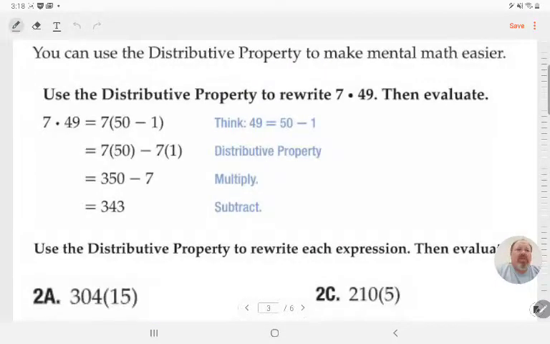All right. You can also use distributive property to make mental math easier. So we are to use distributive property to rewrite 7 times 49 and then evaluate it. So 49 would be the same thing as saying 50 minus 1. So I could say 7 times the difference of 50 minus 1, then it's simply 7 times 50 and 7 times 1, which would give me 350 minus 7, or 343. Just makes the math a little bit easier to do in your head.